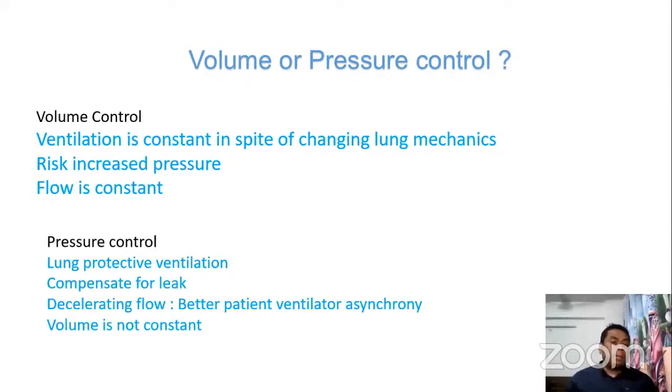Pressure control is a lung protective mode. It also compensates for leak, and it uses decelerating flow. So it is better for patient-ventilator synchrony. But in pressure control, volume is not constant. Whenever there is decreased compliance, it can be difficult to deliver adequate tidal volume.